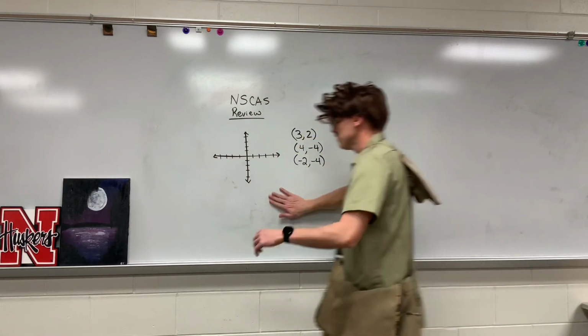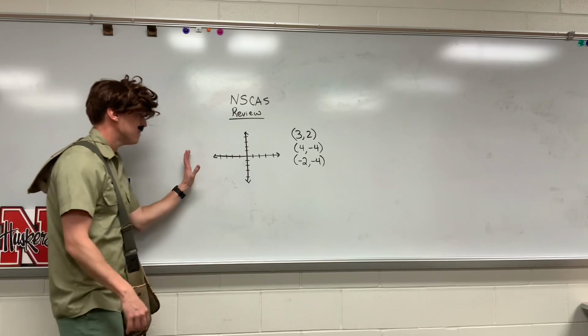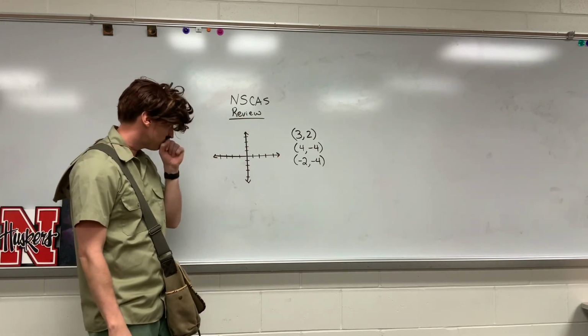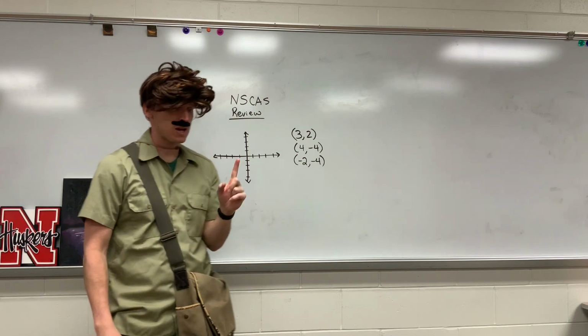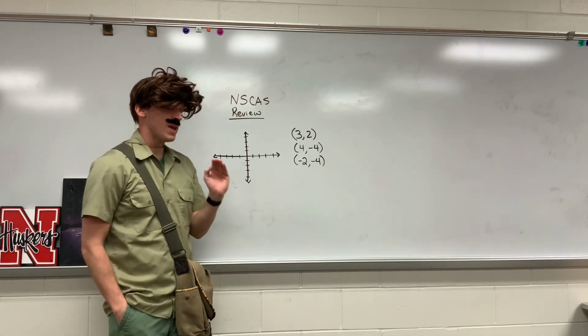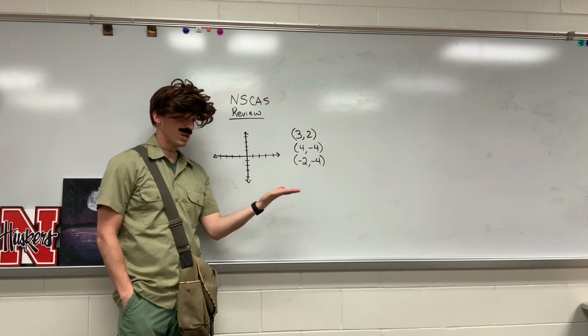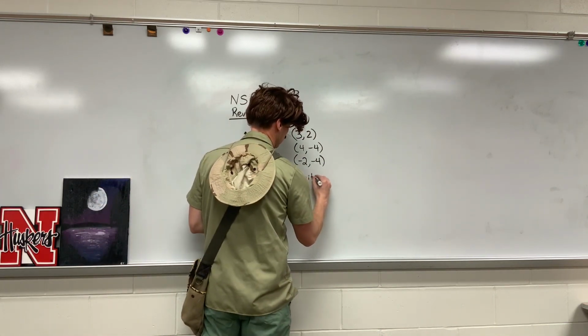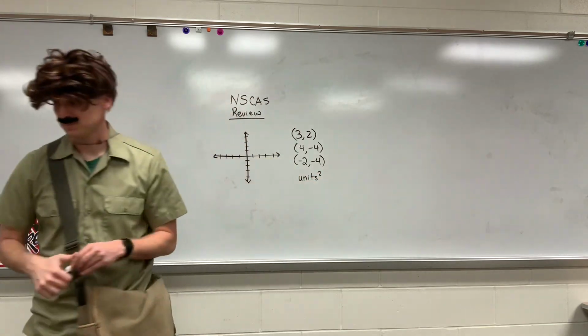Next problem here is this coordinate plane. We're going to find out where those 3 spots are at, and then you're going to connect the dots and make a triangle. And then I want you to find the area of that triangle. We're going to call it in units, so our label is going to be units squared. Best of luck.